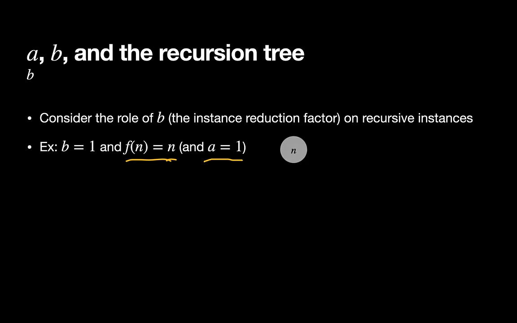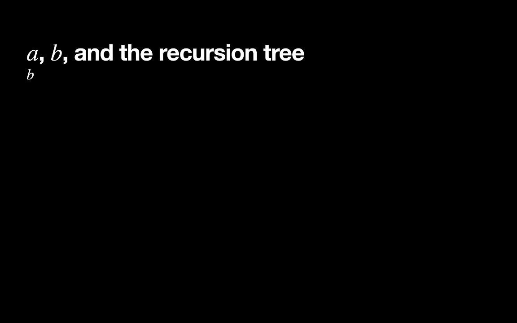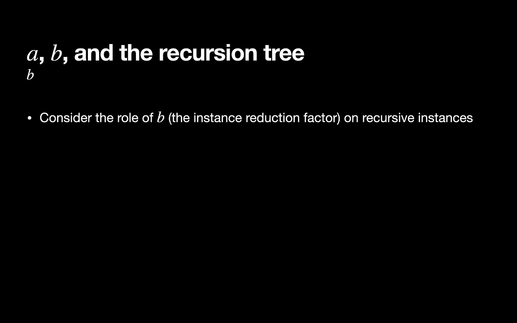Just so we have a simple diagram to focus on. So our initial instance of our recursive function would process n pieces of data, and in our next instance we would divide by 1, so we'd still have n pieces of data to process, and so on and so forth. Okay, now let's move on and think about a little bit more interesting variation when B is not 1.